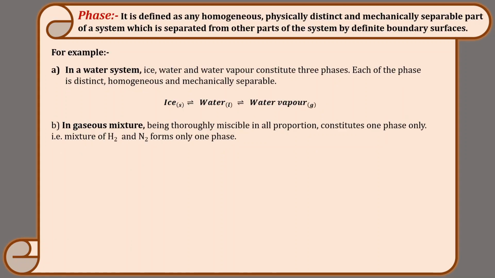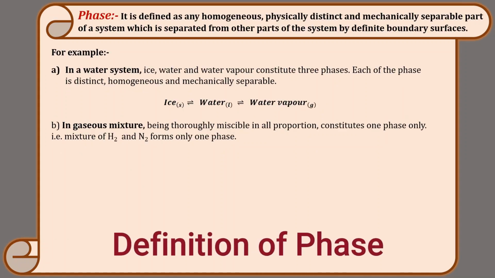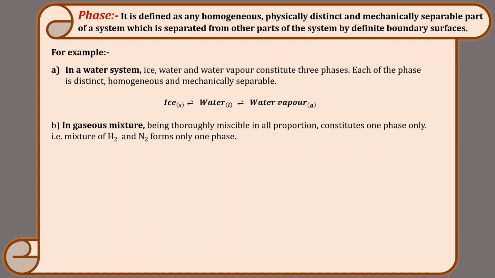So first of all, the phase is defined as any homogeneous, physically distinct and mechanically separable part of a system which is separated from other parts of the system by definite boundary surfaces.